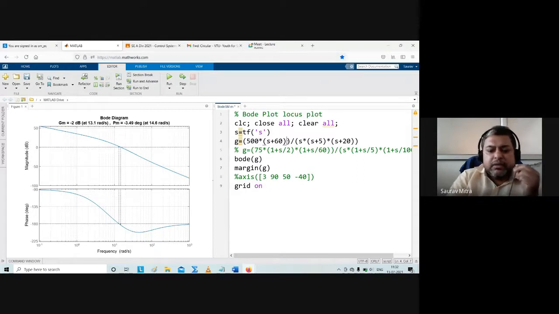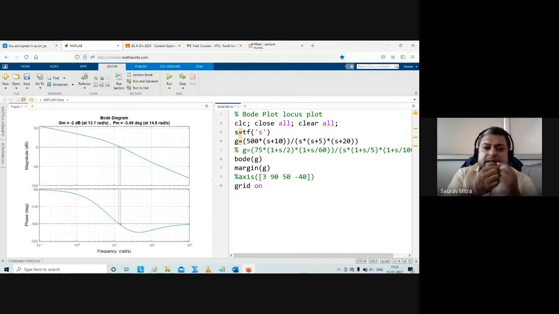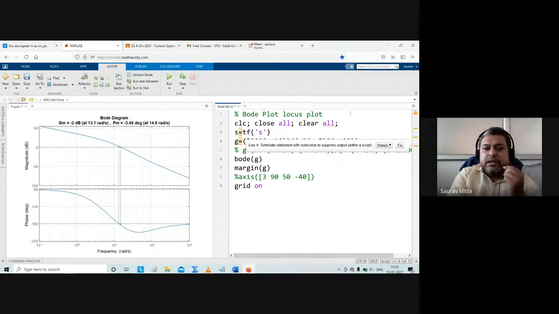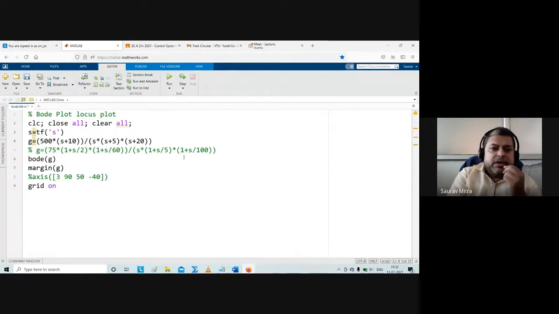In the third numerical, what I'll do is I will just change this 60 and make it around 10. So this is the third numerical. I am keeping 500 only, but I am making the zero come before the extreme pole of 20. And let's see what happens there. So what are the corner frequencies now? Corner frequencies will be 5, 10 and 20.